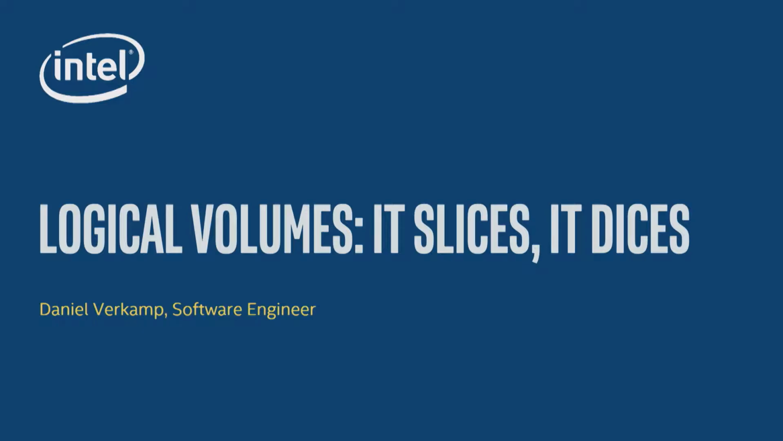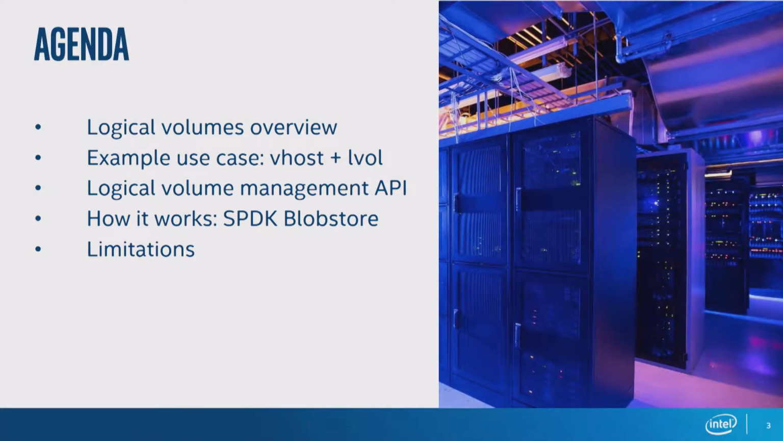I'm going to be talking about the logical volumes layer and its slices and dices. So let's get into it. We're going to talk about basically what logical volumes do, which should be pretty familiar, but just a basic overview to make sure we're all on the same page. One way that you can use it, to give us a motivating example. And then we'll dig into some more of how it's actually used from the API point of view as a user, and then under the hood a little bit about how it works based on the blobstore.